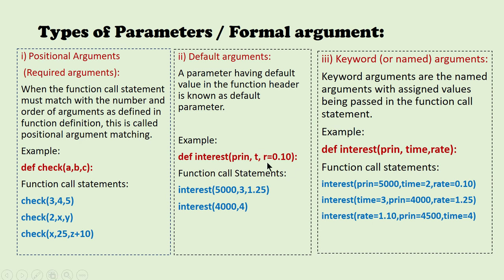Okay, so here I am writing my own user defined function with the default argument. How to write that? Whatever default value you want to give should be specified in the header, right? When you write the function like this, the function call statement can be written as: 5000 will be given to PRIN, 3 will be given to T, and 1.25.